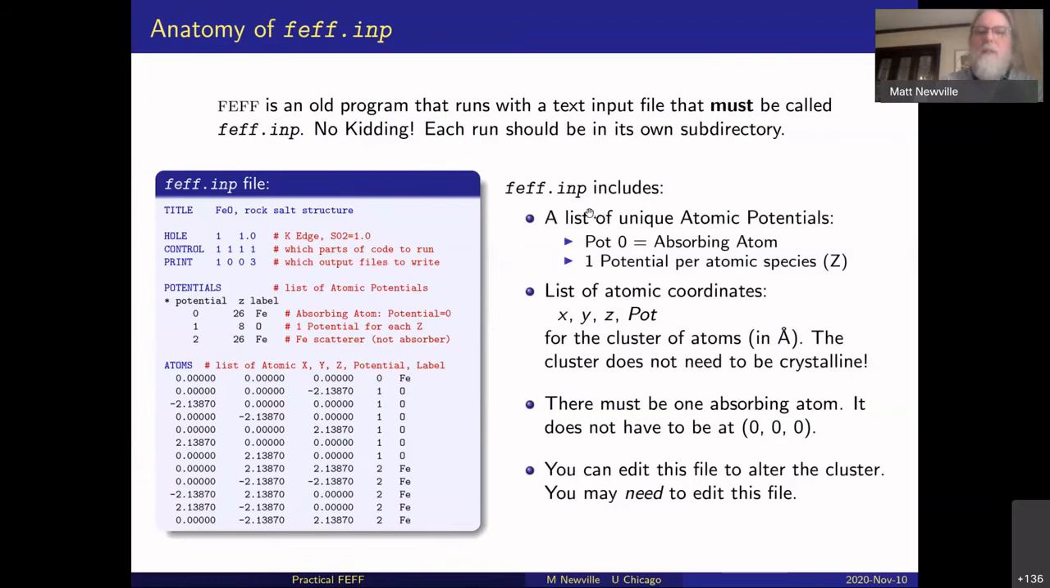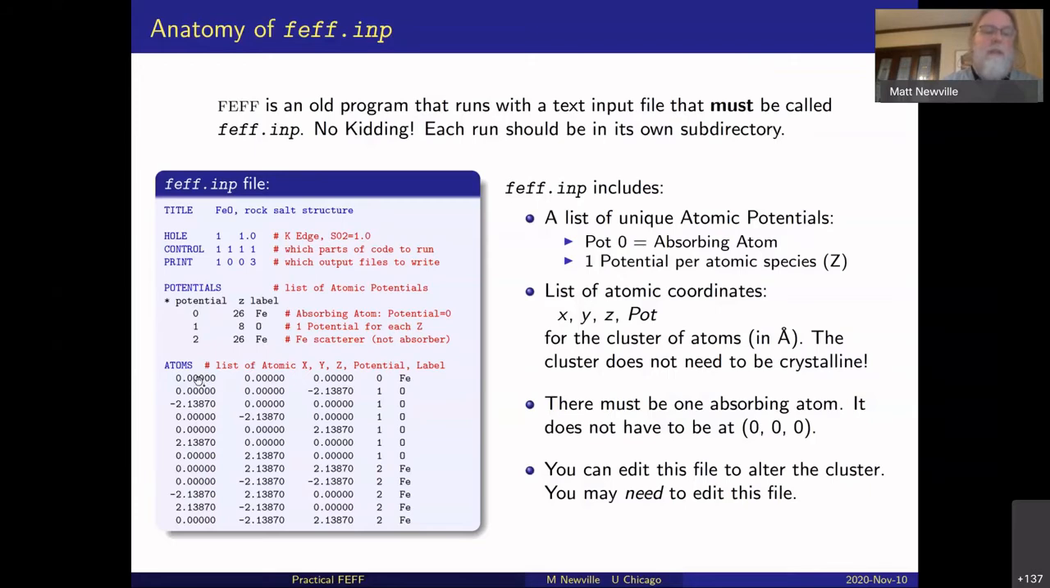The FEFF.input file includes a list of atomic potentials, that is, different kinds of atoms. There's always a special atom, 0, for the absorbing atom. So in our case of iron oxide, there will be an absorbing iron and also a scattering iron. Iron oxide actually has 3 different atom types: an absorbing atom, an oxygen atom, and an iron scatterer. So we'll say there are 3 different potentials: potential 0, 1, and 2. Those are the labels and the Z to consider for each.